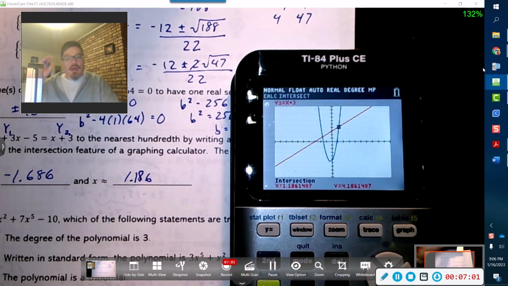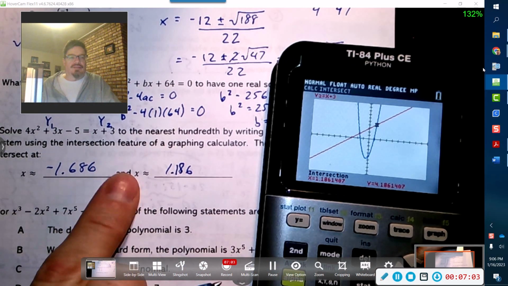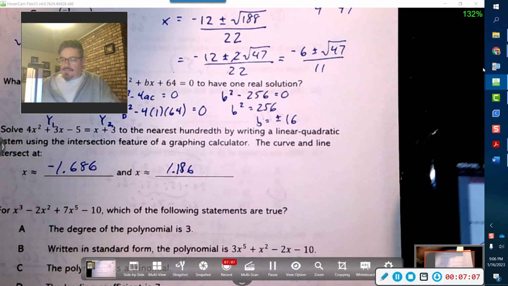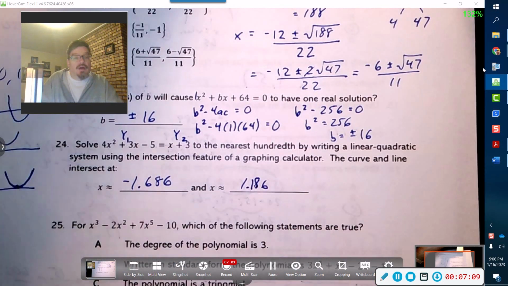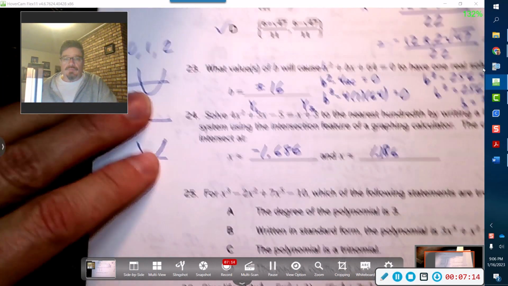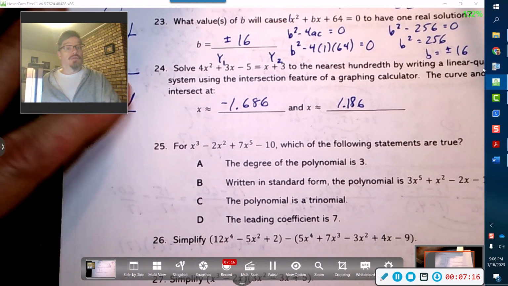Okay, and you'll notice again these are just approximations. Okay, just approximations. Now, if I would have had to figure those out, I would have had to use the quadratic formula and set this equal to 0, and that would have been a longer problem for sure.